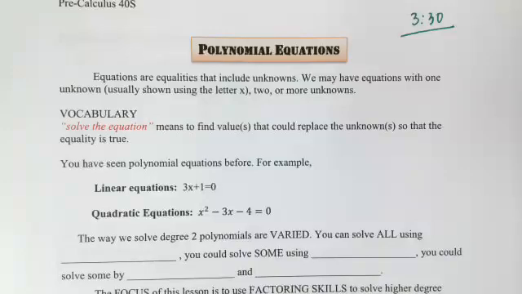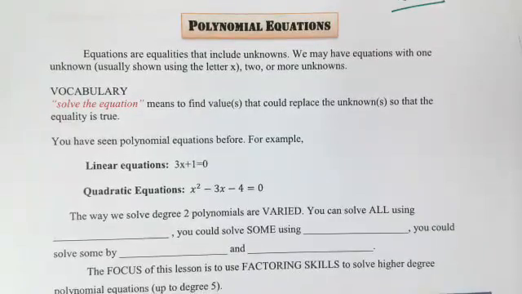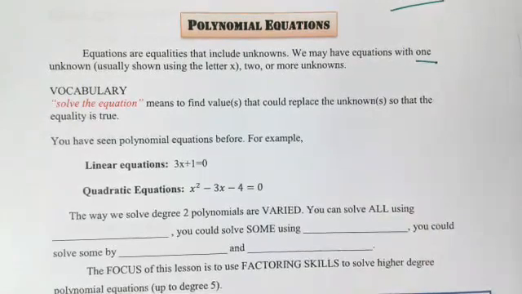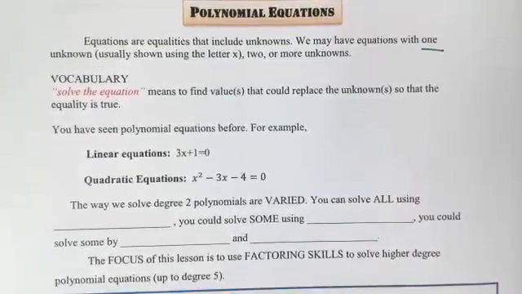Polynomial equations. Equations are equalities that include unknowns. We may have equations with one unknown, usually denoted by the letter x, but we can have 2 or more unknowns.